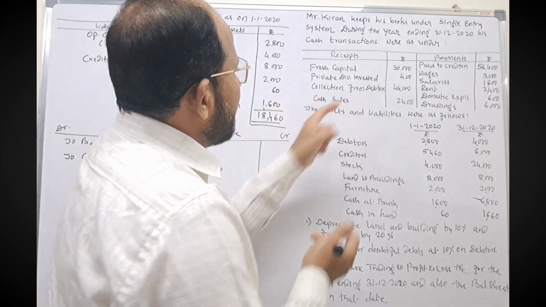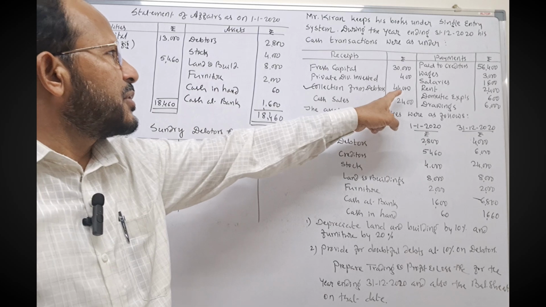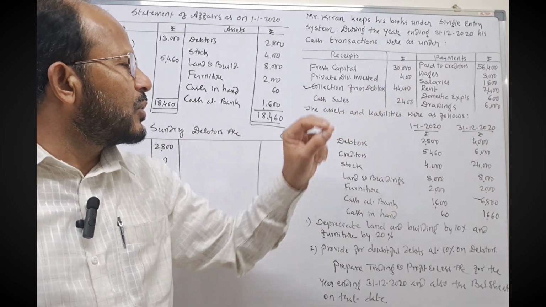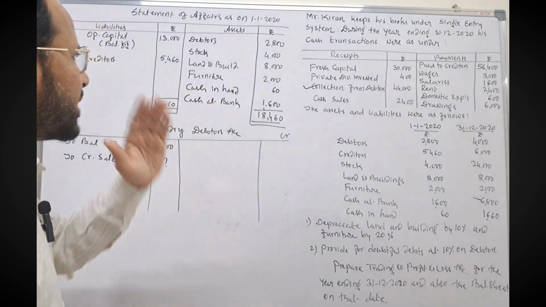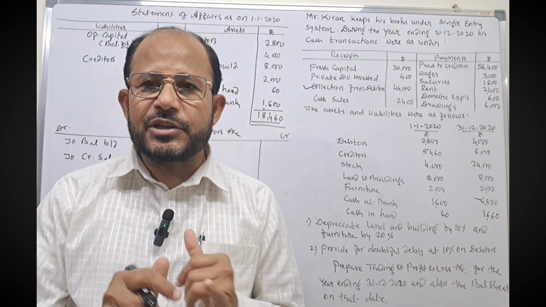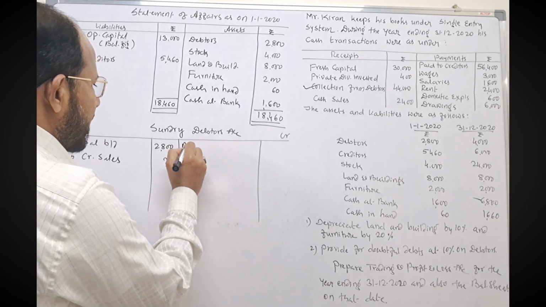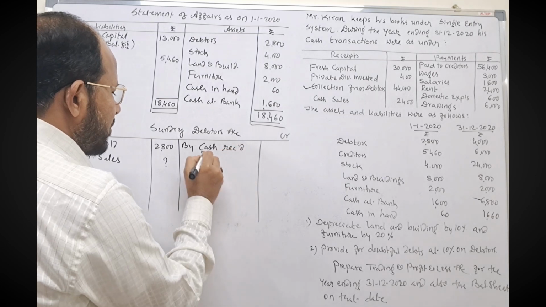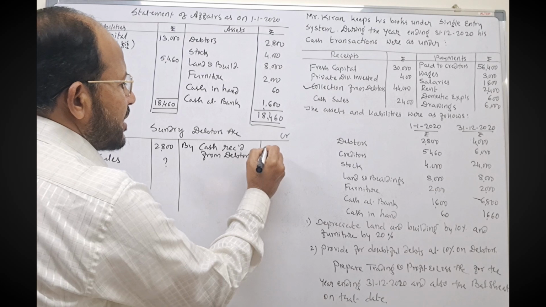Here collection from debtors is given as rupees 44,000. You see on the receipt side of the cash book, 44,000 is given. What is this? This is the total amount collected from the debtors. Whenever cash is received from the debtors, the journal entry is cash account to be debited and debtors account should be credited. That is why here I write by cash. What is this? Cash received from debtors.